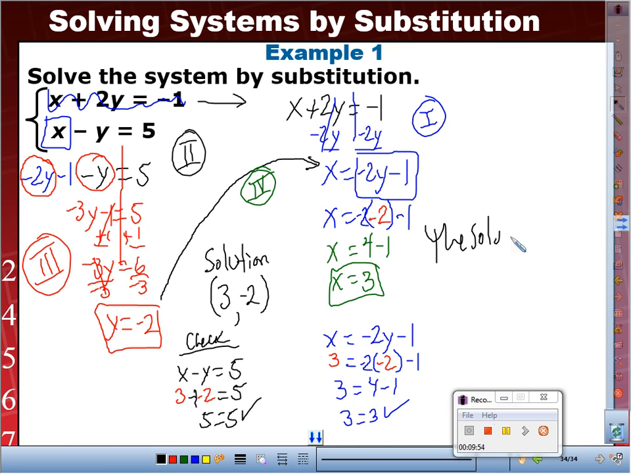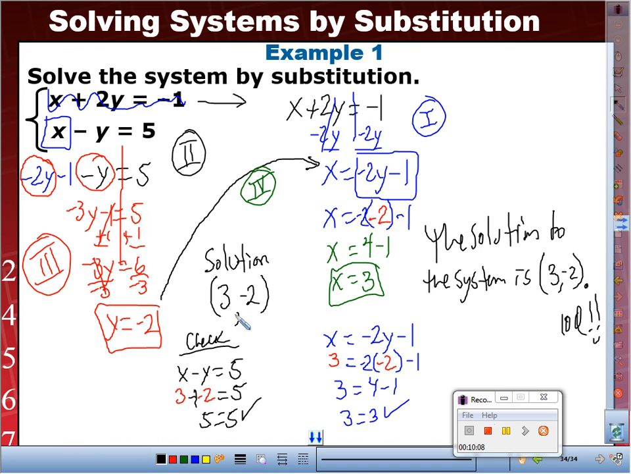And let's write our statement. The solution to the system is 3 comma negative 2. Now if I was to ask you why, you're going to say because after I checked it, it makes both equations true.